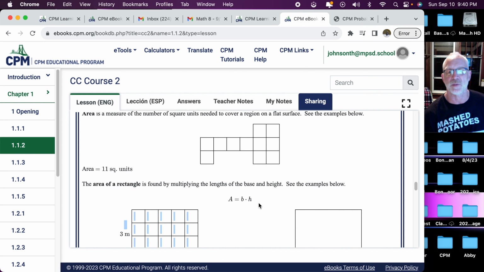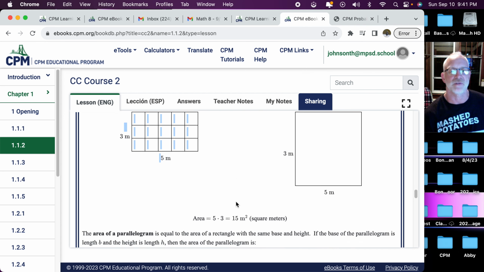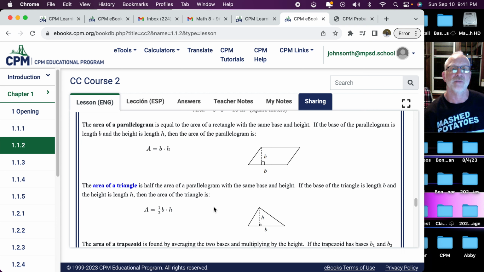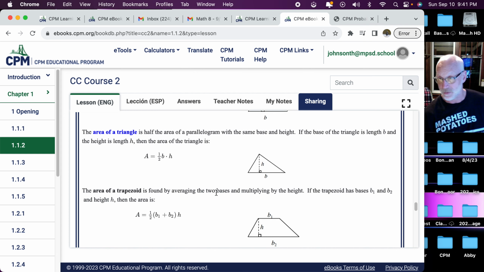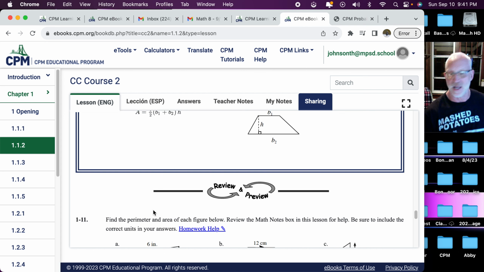Then we talked about the area of the rectangle. You can find it by multiplying the base times the height. 5 times 3, 15. Then we said to find the area of a parallelogram, you multiply the base times the height. To find the area of a triangle, you multiply base times height, but you take half of it. Half times base times height. The area of a trapezoid: add base 1 and base 2, multiply by the height, then multiply by half.